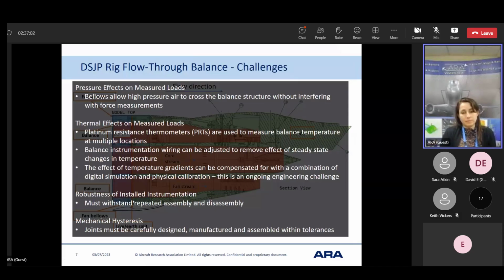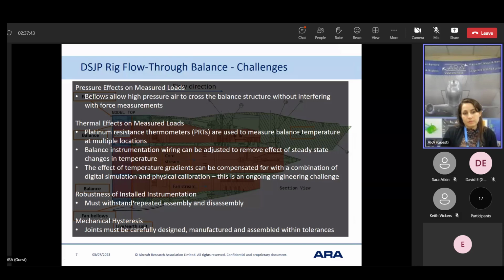So we have to measure pressure effects, so we pressurize the balance and measure the tare effect due to that, and the bellows allows the air to flow through the balance without interfering with the balance structure, and also allows it to flex. We are also very interested in thermal effects because the air going through this, in this case, is very cold, so there are temperature gradients across the balance, both physically over space and varying with time. And the temperature is a very important measurement to be able to correct for that effect. My colleague Huda will be talking about that in a little while.